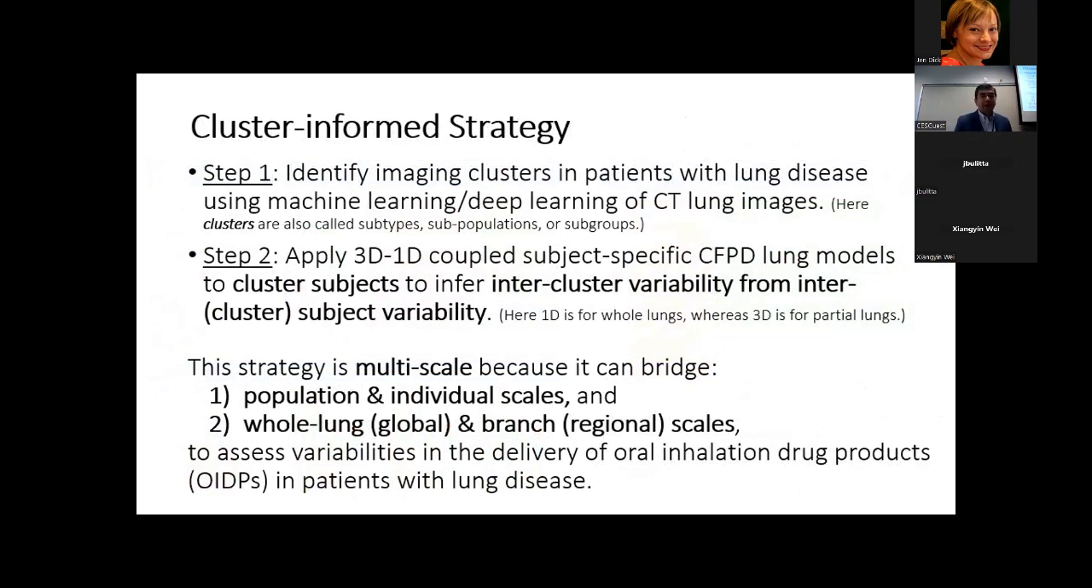So here is the summary of the cluster-informed strategy. First, we identify imaging clusters in patients with different lung diseases, and then apply our CFPD models to cluster subjects and try to understand why the deposition in different subjects between different diseases is different. The strategy is multi-scale because it can bridge population and individual scales. We also bridge global and regional scales.